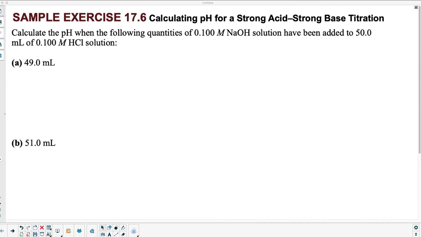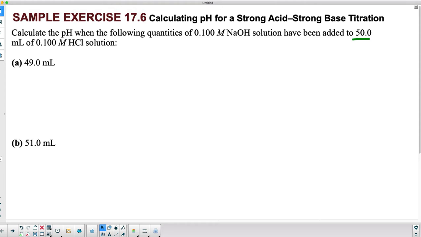Take a look. This is how we figure out what the pH is when we have quantities from a strong acid, strong base titration. The important part here, I'm going to start off first with 50 milliliters of the 0.1 molar HCl solution. I'm going to find the number of moles of HCl first, because we're going to use that to find out how much acid or base is left over after the calculations.